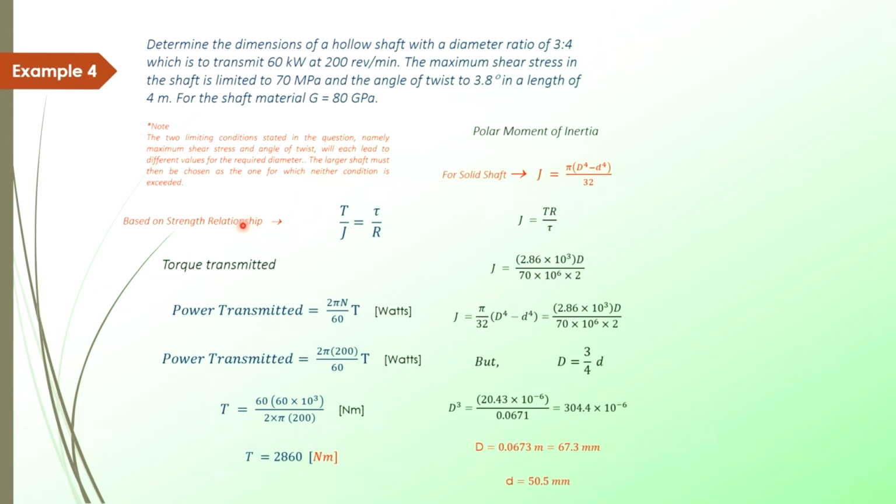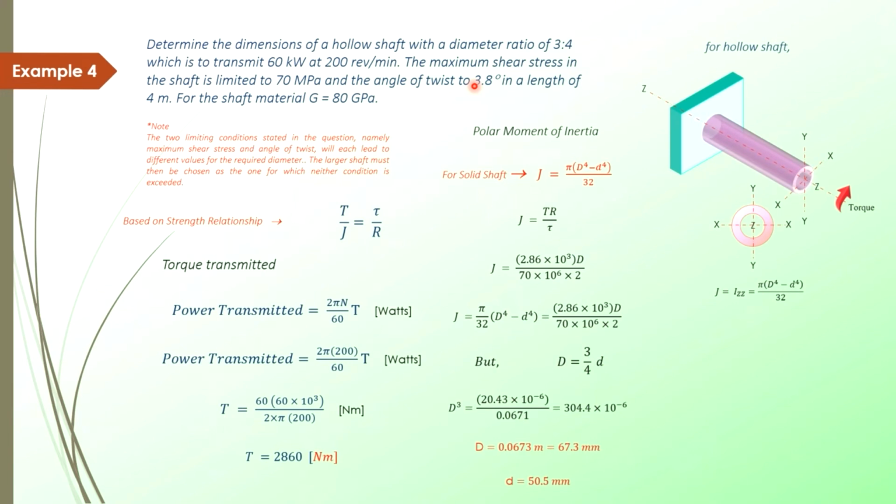Now then we look into stiffness, because they give us two limiting conditions. That is why we have to refer to both relationships. One is based on strength, the other is based on stiffness. So based on stiffness relationship, we have this.